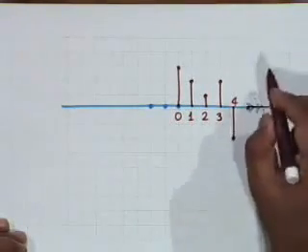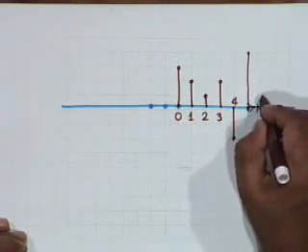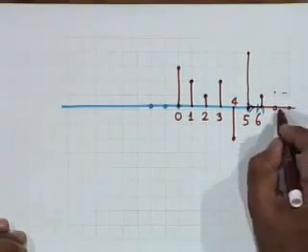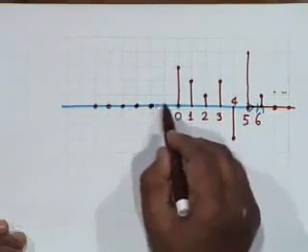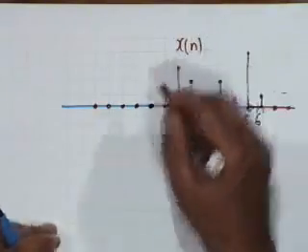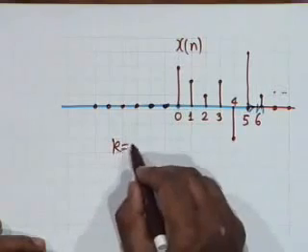4. Let us say 5 is like this, and 6 is here. Let us consider a signal like this. All others are 0. Just an example, all right. This is my x of n. And for simplicity, suppose k equals 3.